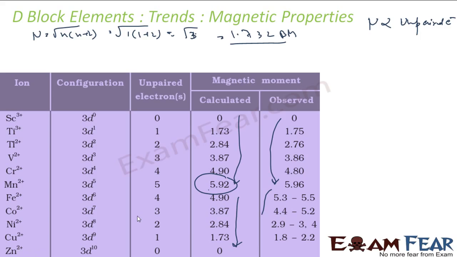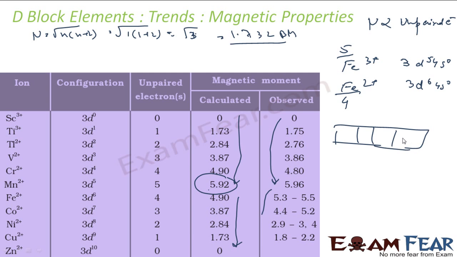Let's see some of the important compounds. For example, Fe3 plus and Fe2 plus. Both are paramagnetic, but if you see the electronic configuration, Fe3 plus will be 3d5 4s0. Fe2 plus will be 3d6 4s0. So one has 4 unpaired electrons, the other has 5. How can you see? 3d5 in Fe3 plus has 5 unpaired electrons.